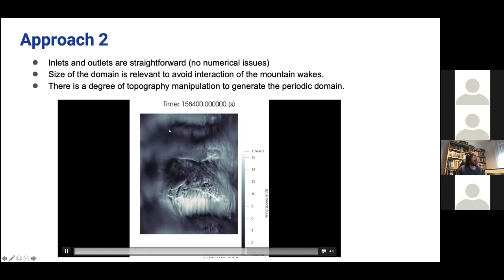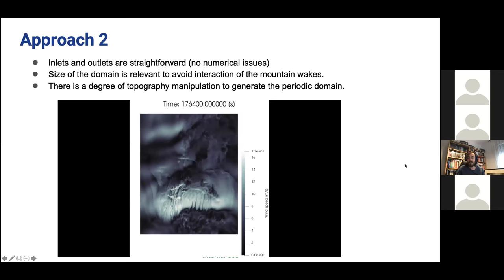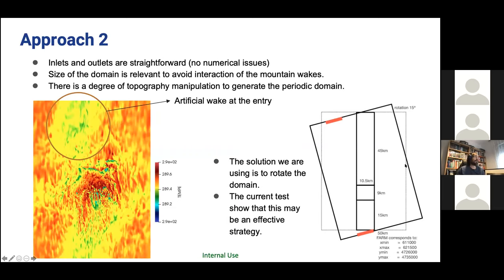So it's more robust to use these periodic domains, but the problem that you can find is that you can have these effects. Here I'm using temperature because temperature is very nice to track some of the wakes that are generated in the flow. We are looking at the temperature at, I think, about 100 meters.